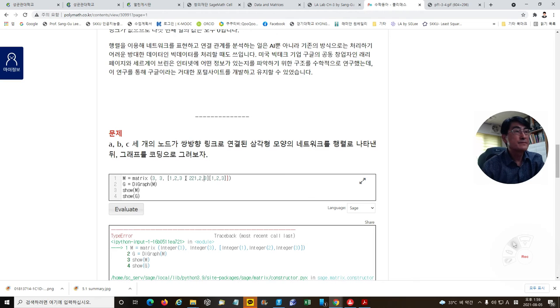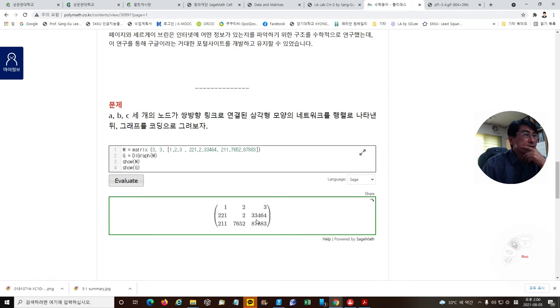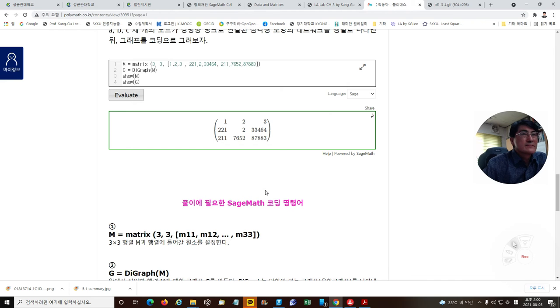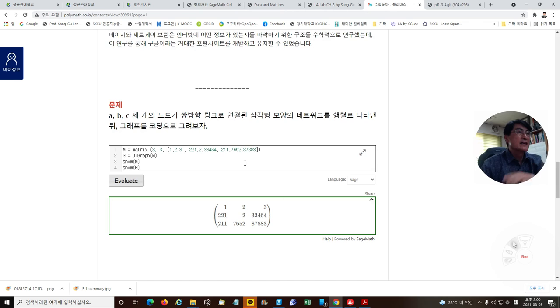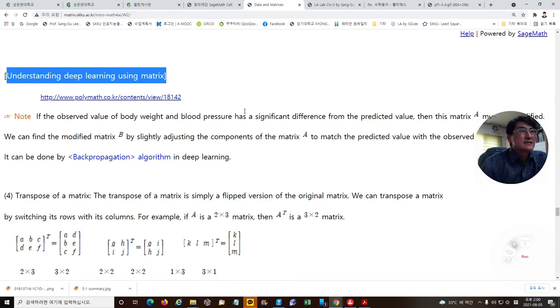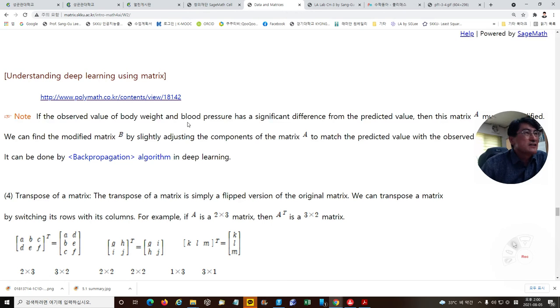You can just write nine numbers. Suppose you give a 3 by 3 matrix, and then this will give us the matrix M and the digraph, the directed graph, of this matrix as follows. Anyway, this matrix and matrix operations can be used in artificial intelligence and deep learning. That's just a very brief introduction for middle school students to give them some motivation.